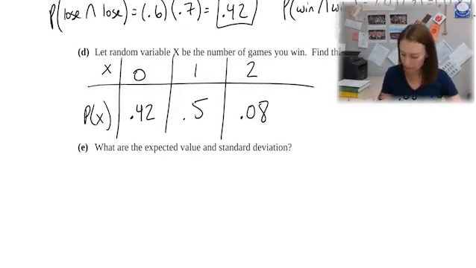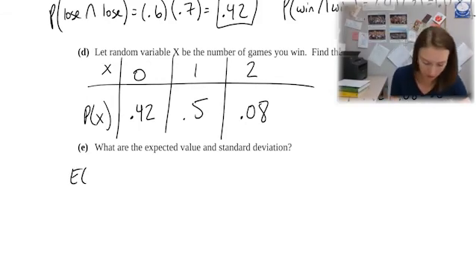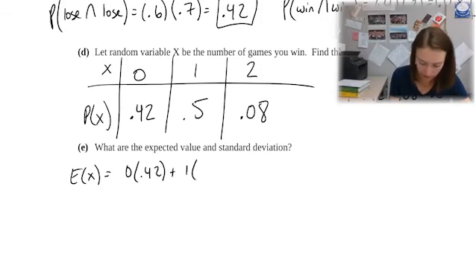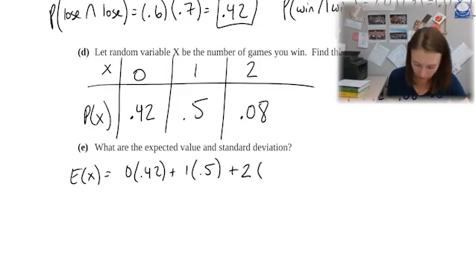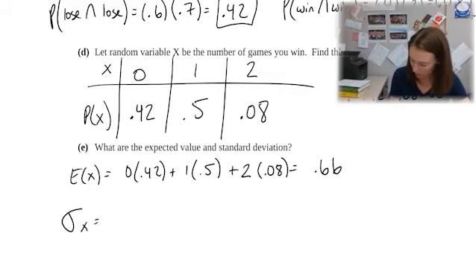What are the expected value and standard deviation? So expected value is 0 times 0.42. There's only 3 of these, so it'd be silly to do a plus ... in the middle. 2 times 0.08. And we get 0.66. You can use your calculator to double check if you'd like.